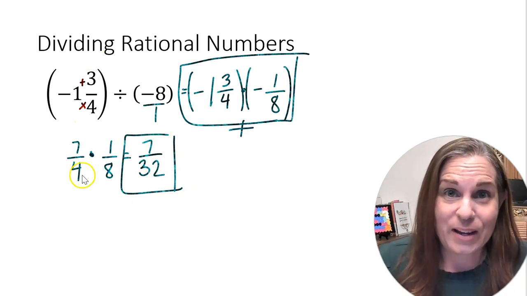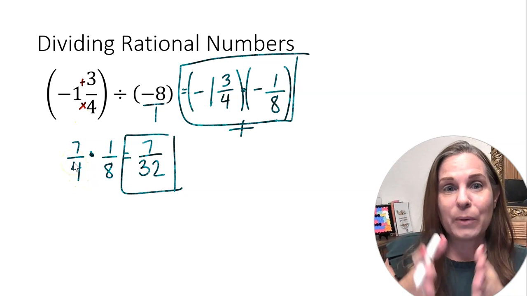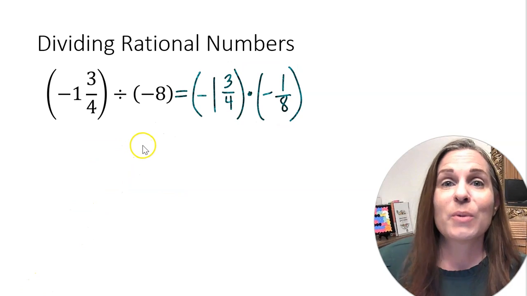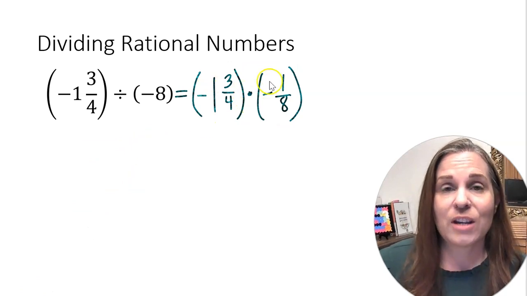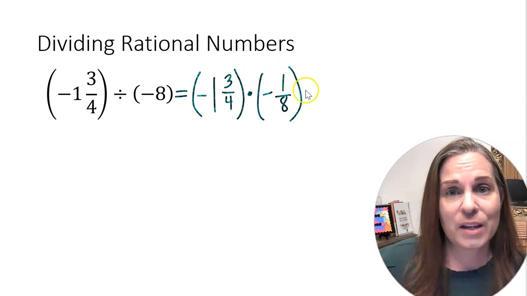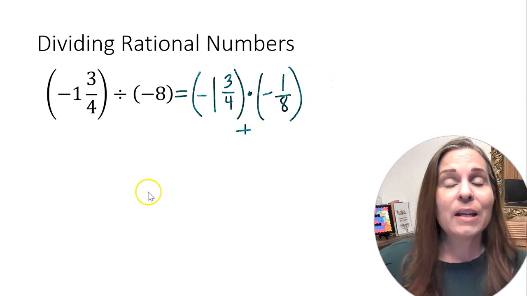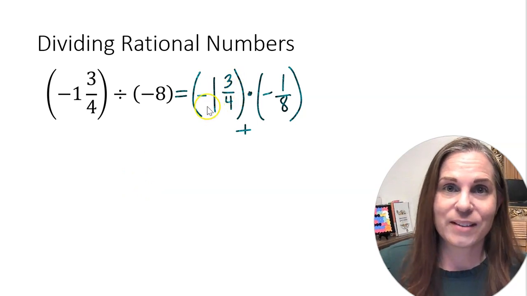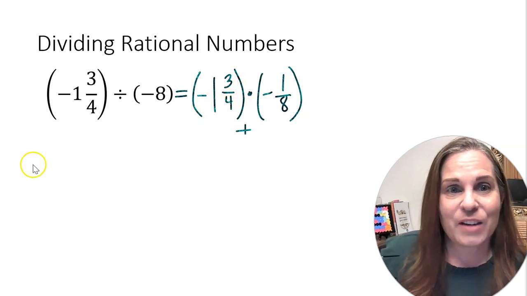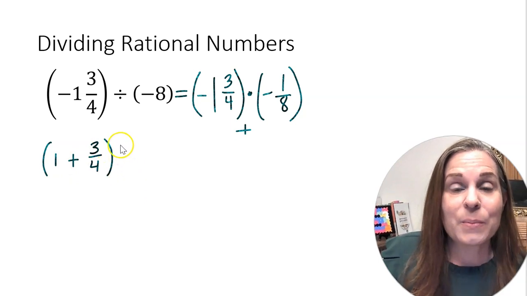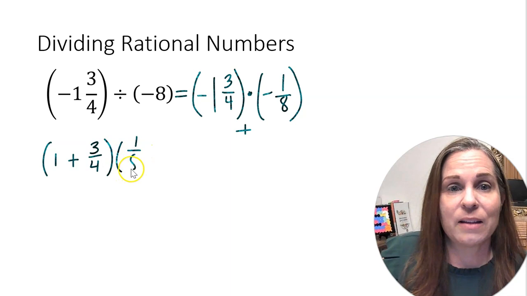So let me show you the other way. Now the other way is going to involve, again, breaking up the mixed number into 2 parts. So we start off the same way. Keep, change, flip. We still know that a negative times a negative is a positive, so the answer is still going to be positive. Here's where it's different. We're going to break 1 3/4 up into 1 plus 3/4, and I'm multiplying that by 1/8.